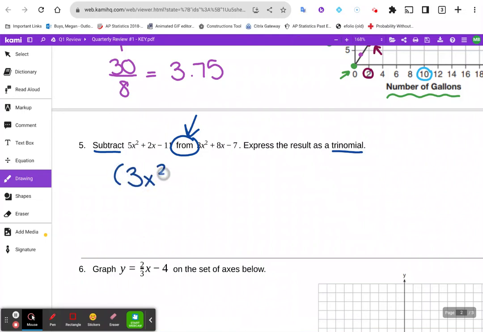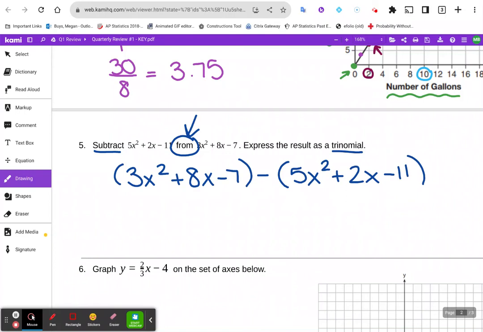So we're going to write 3x squared plus 8x minus 7 first. And we're going to subtract from it the part that was in the beginning, that 5x squared plus 2x minus 11. So be careful with that mathematical language, right? We want to be sure that we notice those key terms and those key factors of how we're going to go through this.